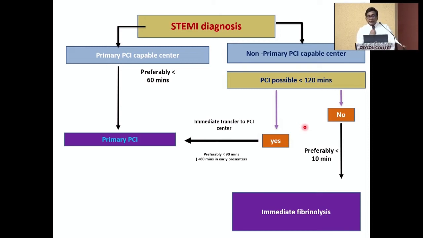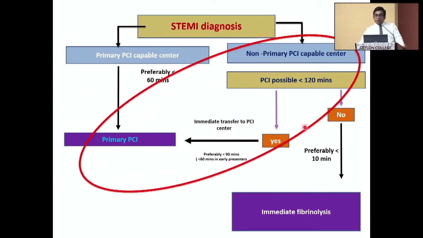For a patient at a non-PCI center, if the delay is going to be more than 120 minutes, the patient should be given thrombolysis immediately, within 10 minutes. But if the delay is less than 120, the patient should be transferred to a primary PCI center for opening up the artery.